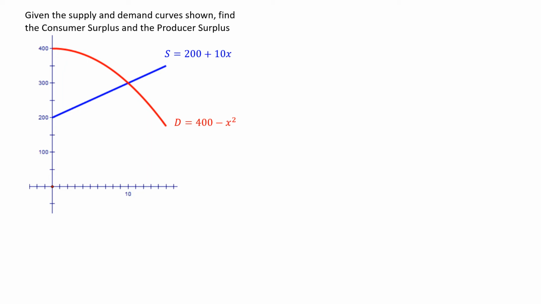Here we're being asked to compute the consumer and producer surplus based on these supply and demand functions. The first thing that we want to do, of course, is find the equilibrium. You'll recall from algebra that we can find the intersection of two curves by simply setting those two functions equal to each other.